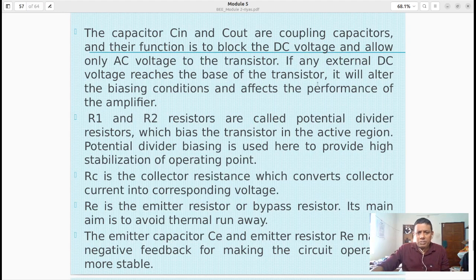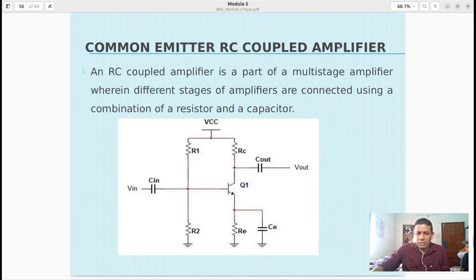So, C in and C out function as coupling capacitors, and their function is to block DC voltage and allow only AC voltage into the transistor. That is, it will block the DC and only pass AC signals in and out.